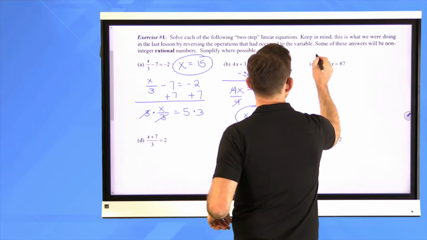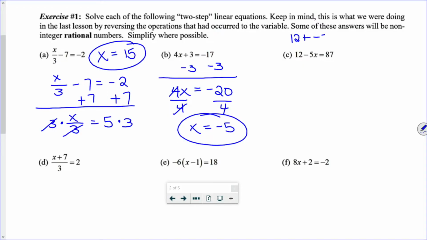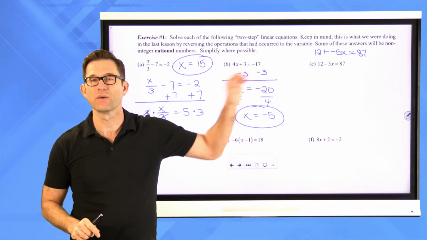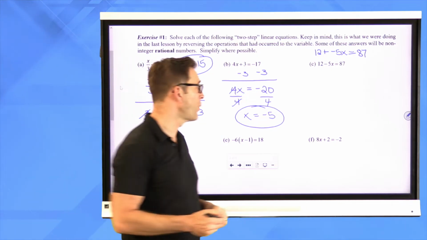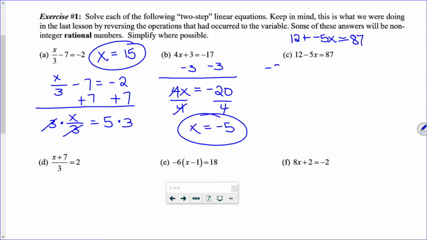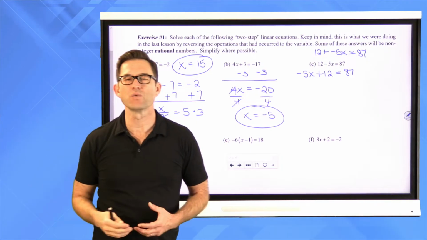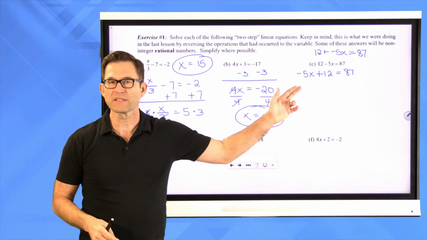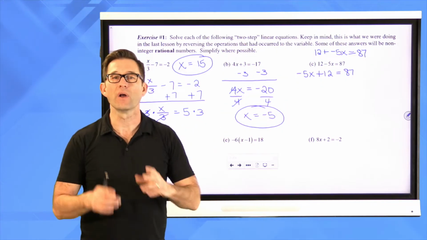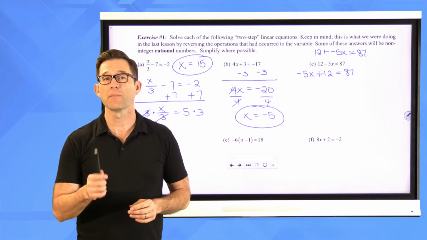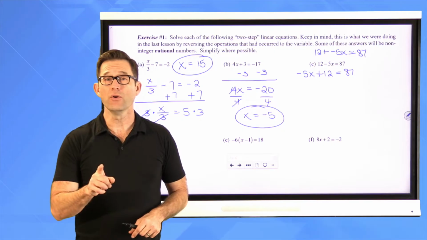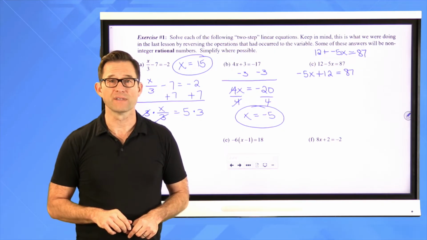Because what I could think of this as is 12 plus negative 5x is equal to 87, right? I can think about it like that. 12 plus negative 5x equals 87, and I can rewrite that equation, if I feel the need, as negative 5x plus 12 is equal to 87. And then it's a little bit more obvious what's going on, right? I'm multiplying x by negative 5 and then I'm adding 12. So to undo that, I'm going to subtract 12 and I'm going to divide by negative 5. Why don't you pause the video and figure out what the value of x is?